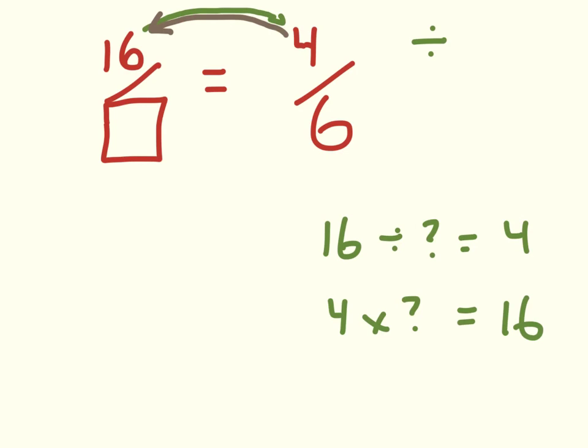So 4 times 4, now I'm working from the right side. And now I can ask myself, 6 times 4 equals what? The answer is 24. And that's your equivalent fraction.